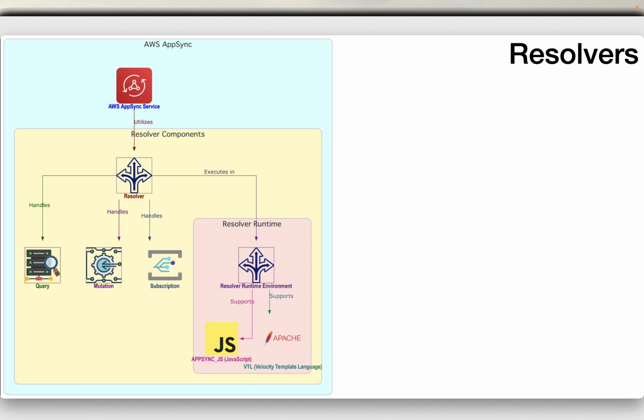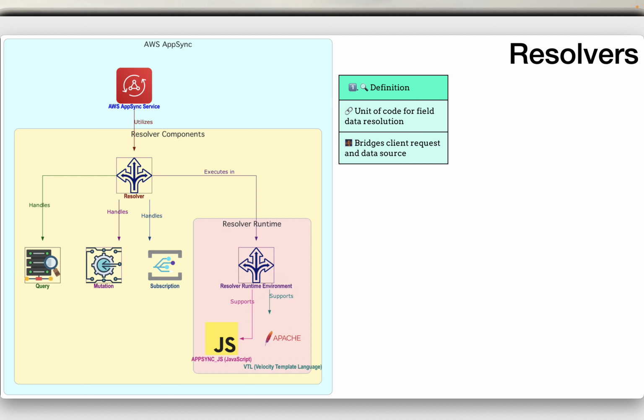So let's see what resolvers are. A resolver is a unit of code that manages how a field's data is resolved when a service request is made. So it acts as a bridge between the client request and the data source. Just imagine you are asking something and the resolver is the code. So this is the code part. You have a schema and the resolver. The resolver will resolve from where to fetch, whether it's a query, an update, or a subscription.